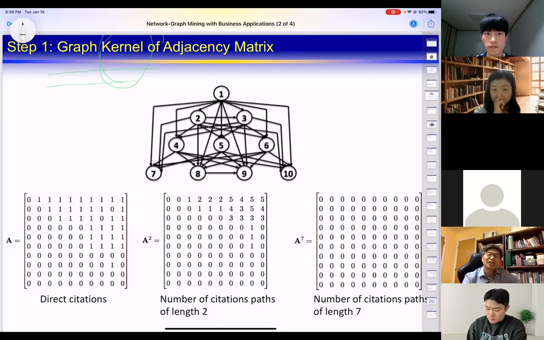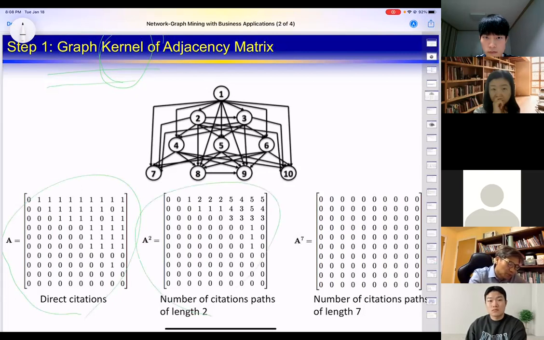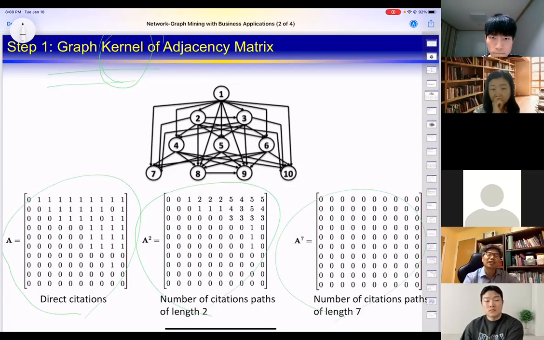That idea is extended to graph data. Now, for graph data, the original data is the adjacency matrix. If you use it only... for graph kernel, they use a second order, some power of the adjacency matrix. Actually, there are different graph kernels.